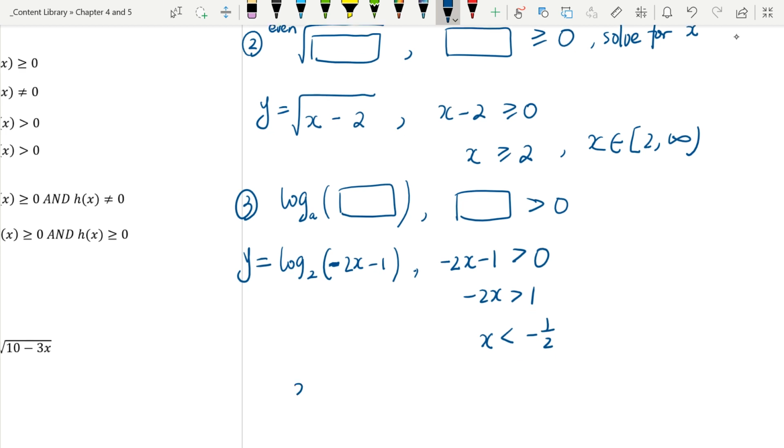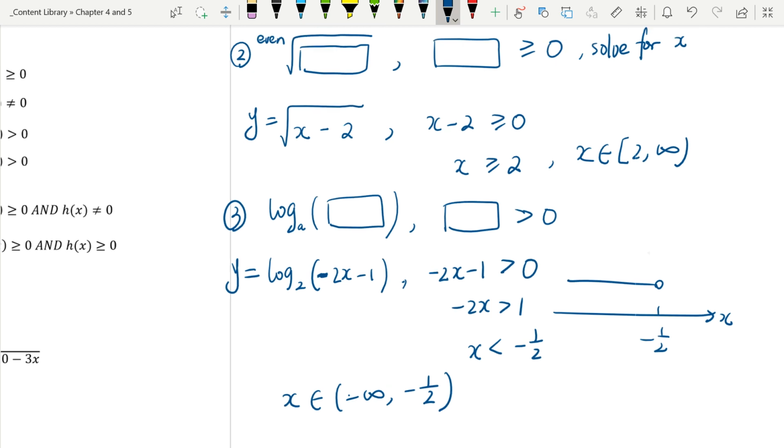So how can I write my domain? x needs to be less than -1/2. How can I write it? Start from where? -infinity. And finish at what kind of bracket? Round. Good. So x needs to be less than, on the left hand side of -1/2. If you draw on the number line, it's this side. So it's from -infinity until the open circle -1/2, with a round bracket here.